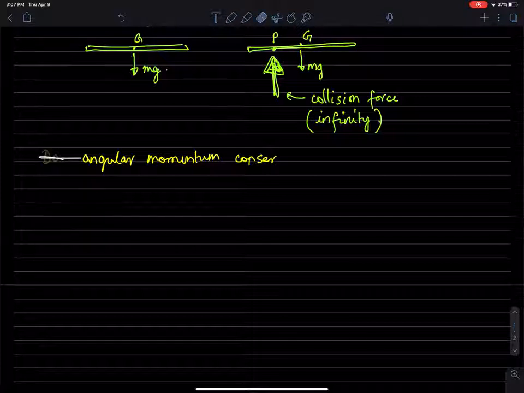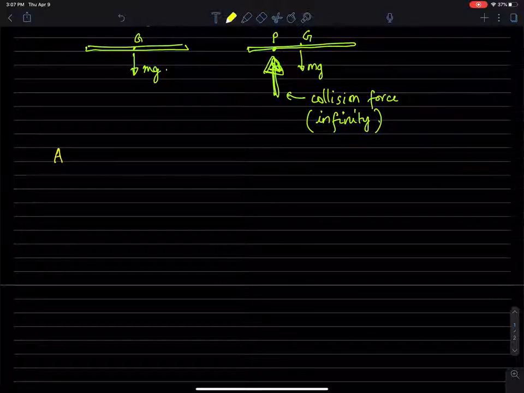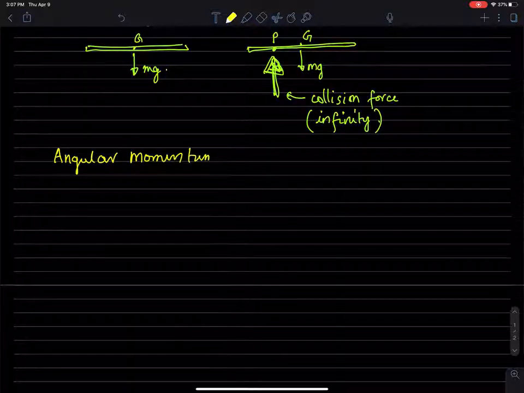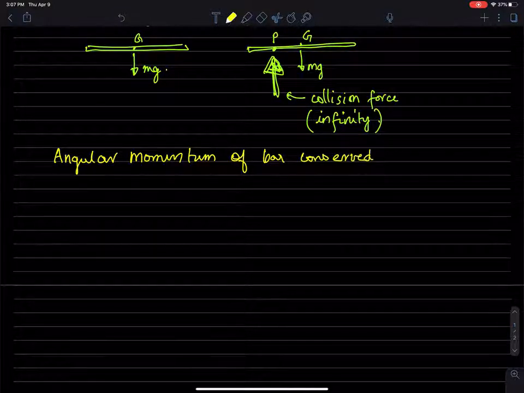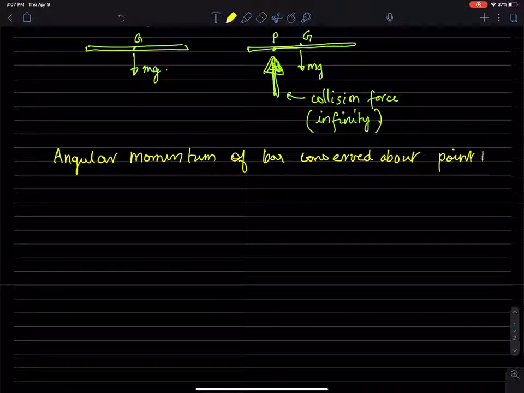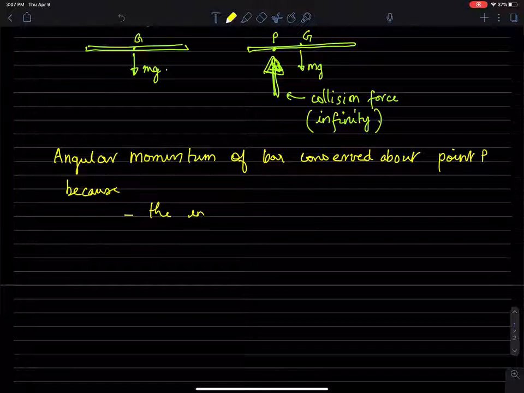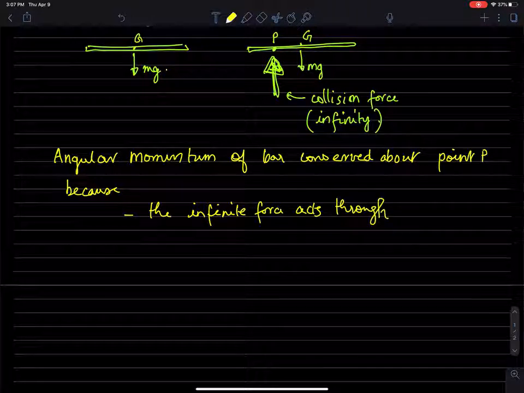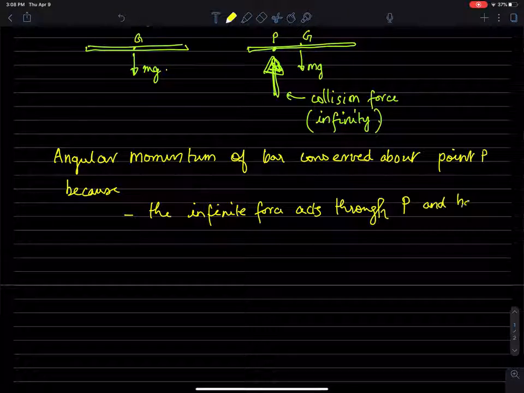So let me say it differently. Angular momentum of the bar is conserved about point P because the infinite force acts through P and has no moment about P.